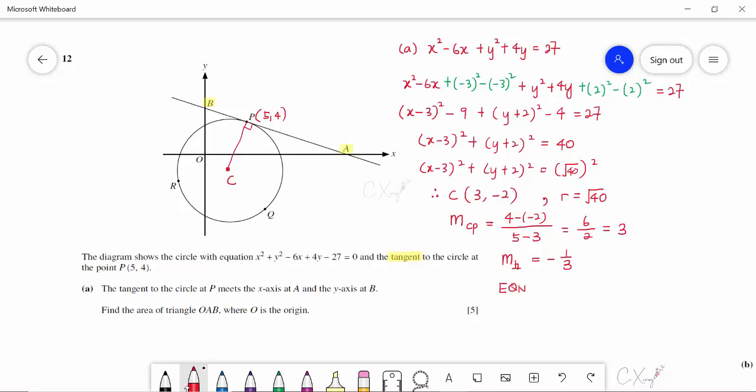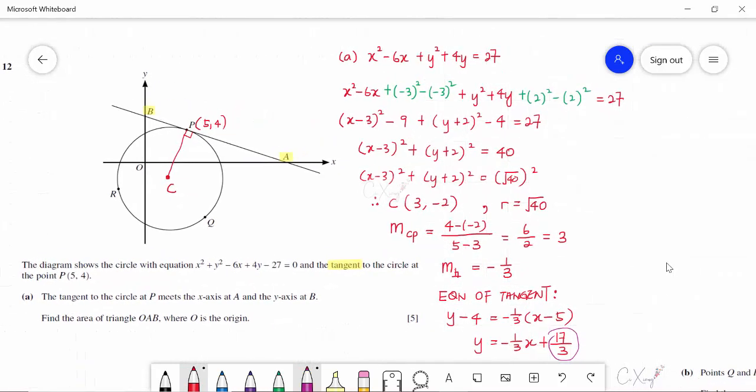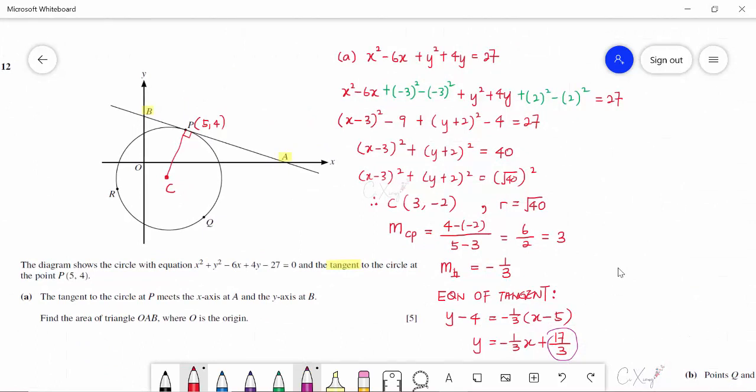So from here, I will form the equation of the tangent. This equation of tangent will be y minus 4 equals negative 1 over 3 times (x minus 5). Then if I rephrase everything, I'll have 17 over 3 as the y-intercept. I will continue from here. So this is the y-intercept.